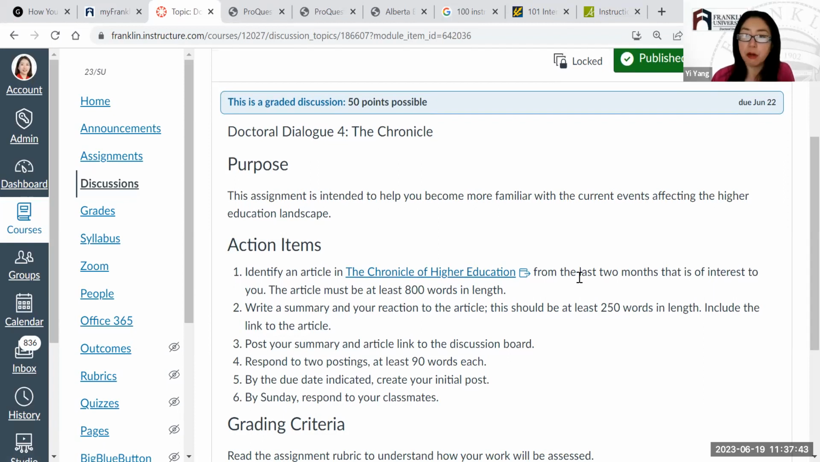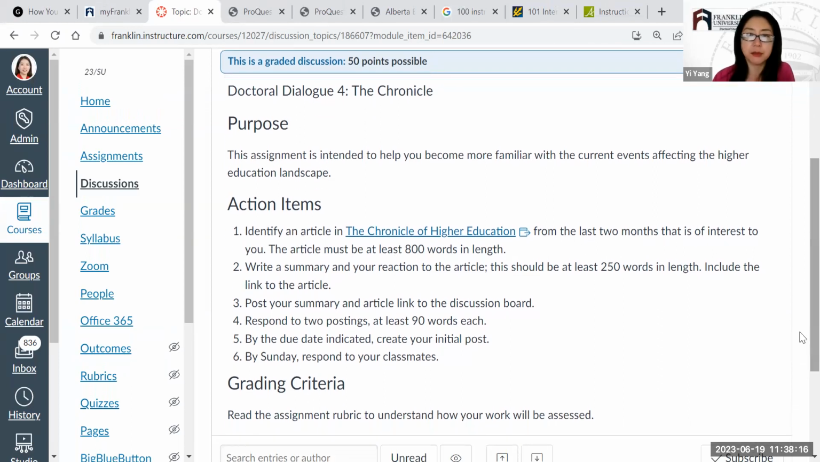What you need to look for: look for issues published in the last 2 months. The Chronicle of Higher Education is a daily newspaper, so look through the last 2 months to find an article that is of interest to you. The article must be at least 800 words in length, so a fairly long article, not a couple of paragraphs. You might not have enough content to develop the doctoral dialogue.